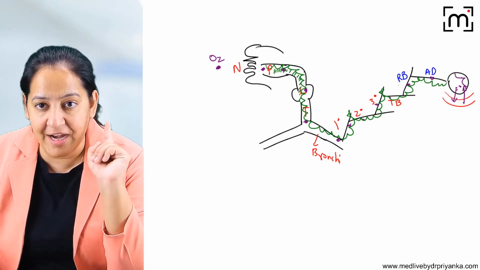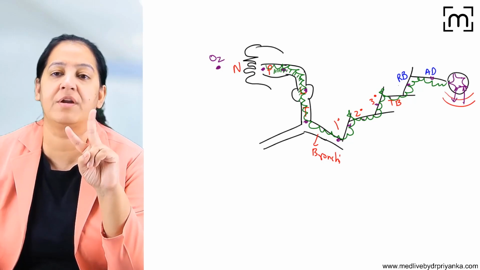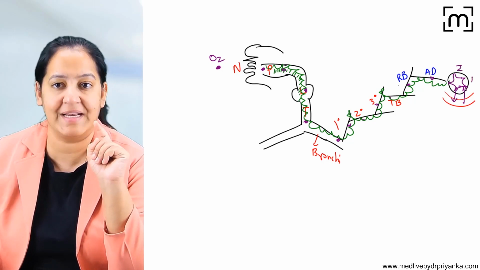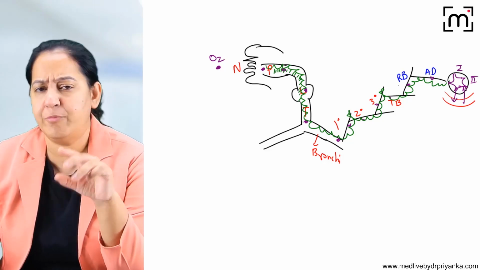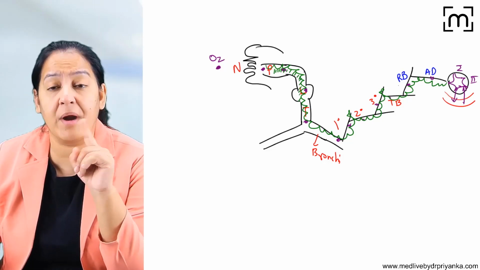The alveolar sacs are lined by pneumocytes, type 1 and type 2. There are two types of pneumocytes: type 1 pneumocytes and type 2 pneumocytes. Maximum, 90%, are type 1. Type 2 are only 10%. Type 2 are required for surfactant release.